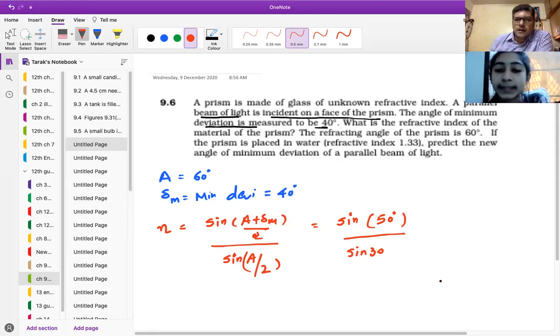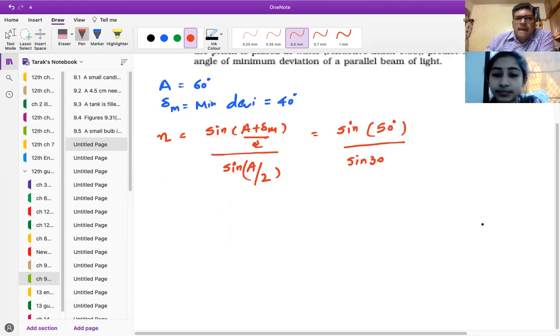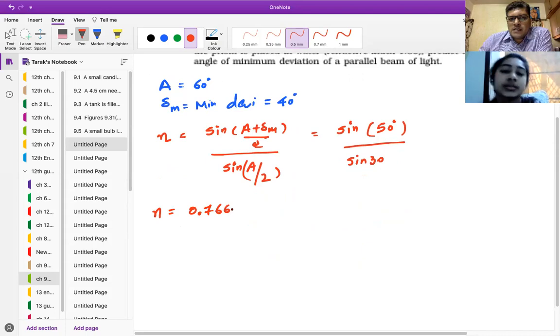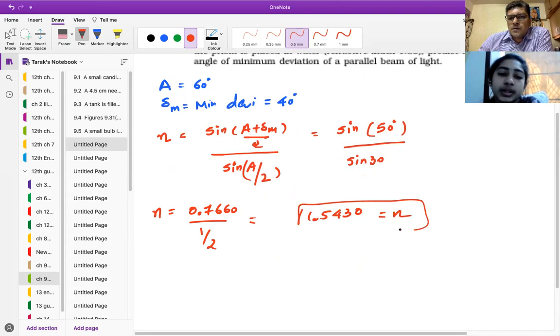So we got n equals 0.7660 divided by 1 by 2. So we will have 1.5430. Right. Okay, next part.